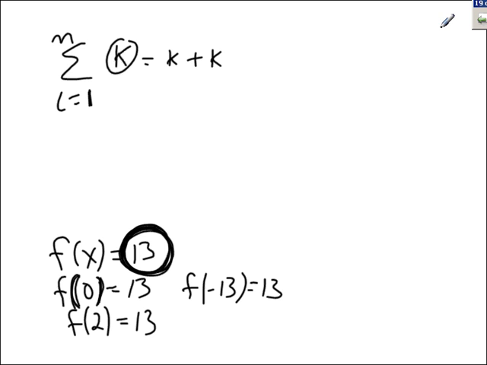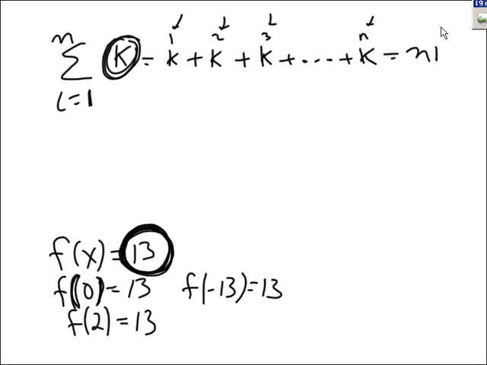When i is 1, it's k. Plus, now i is 2, and I get k. And now i is 3, that still equals k. All the way up to i equals n. When i is n, this is k. How many times am I adding up k? Well, it counted for us: 1, 2, 3, up to n. This is nk. That's an important rule to know. So let's go on to the next formula.